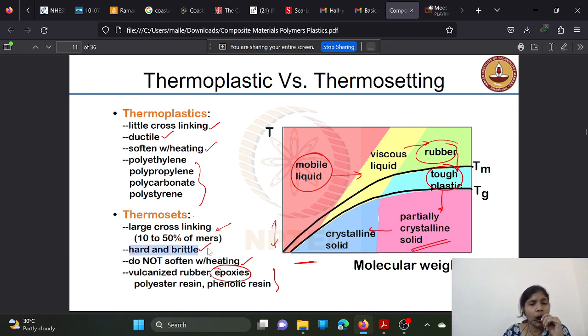That's why we can't see the plastic deformation or the ductile elongation in case of thermosets, and it will soften with heating and it will not soften with heating. The examples for thermoplastics are polyethylene, polypropylene, polycarbonate and polystyrene. And the examples of thermosets are vulcanized rubber, epoxies, polyester resin, phenolic resin.